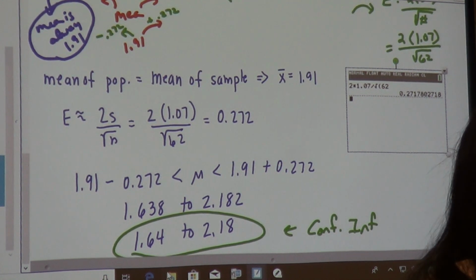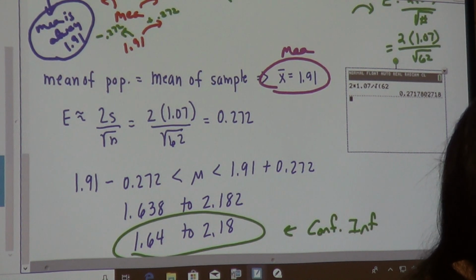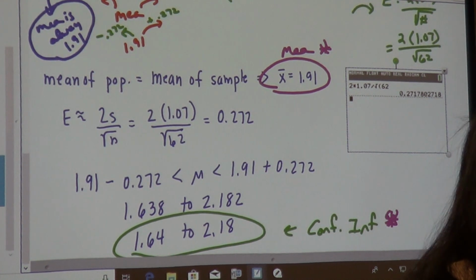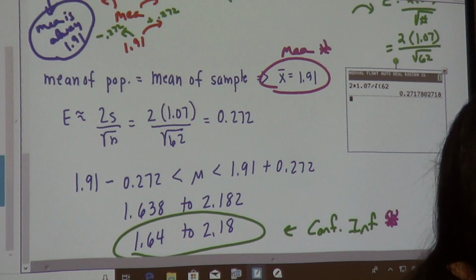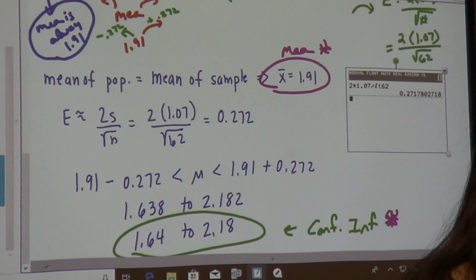So technically they only wanted two things. They wanted to know what the mean was, and they wanted to know what the confidence interval was. That's it. Those are the only two things they had to know. But we had to find the margin of error in order to get the confidence interval.